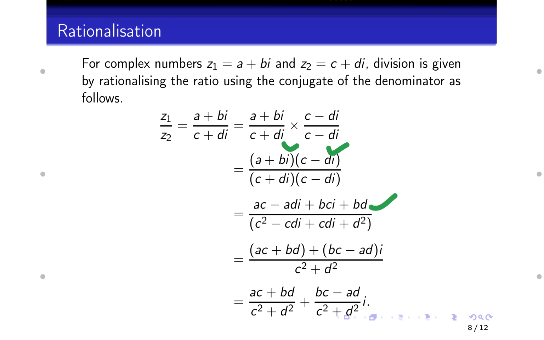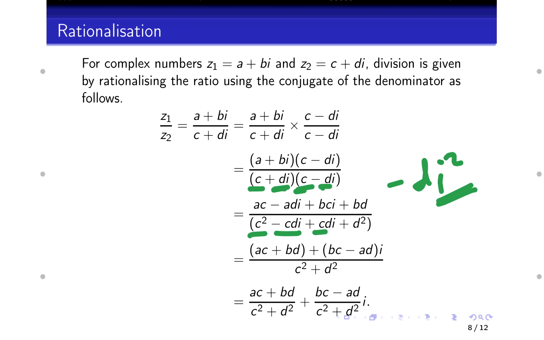And then when you come to the bottom, just to expand this, I won't always do this, just to show it this time. c times c is c squared. c times minus di is minus cdi. di times c is plus cdi. Then plus di times minus di, that should be minus d squared i squared. i squared is minus 1, so this becomes plus d squared. It's clear that minus cdi and plus cdi cancel out. So at the end of the day, you have c squared plus d squared left at the denominator.